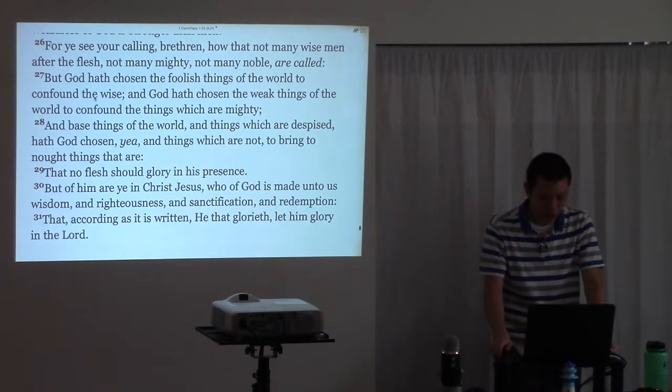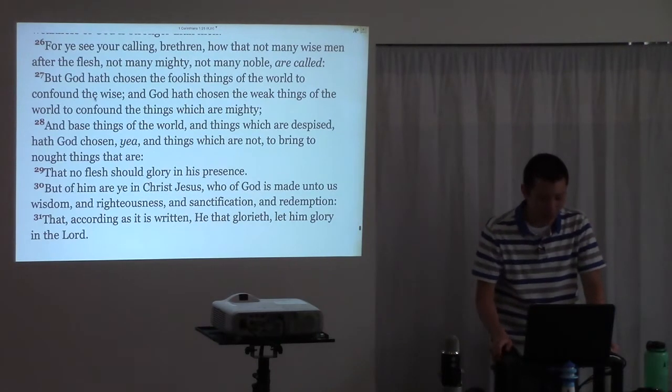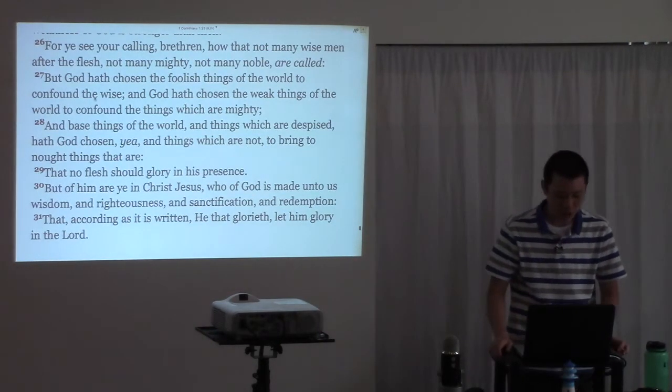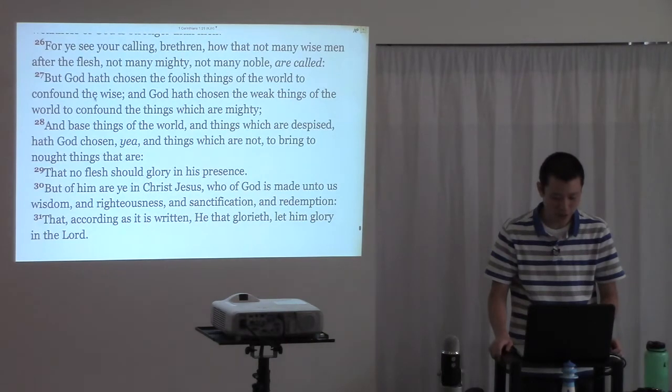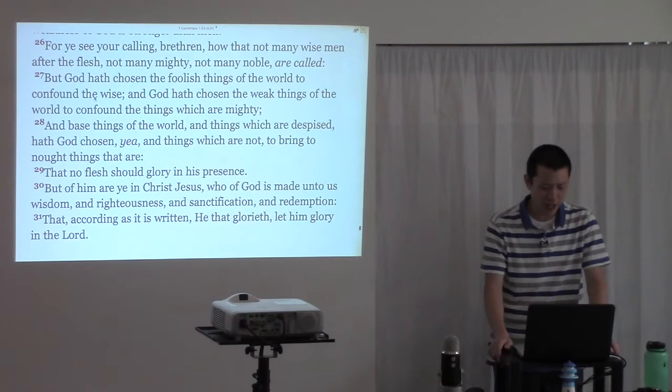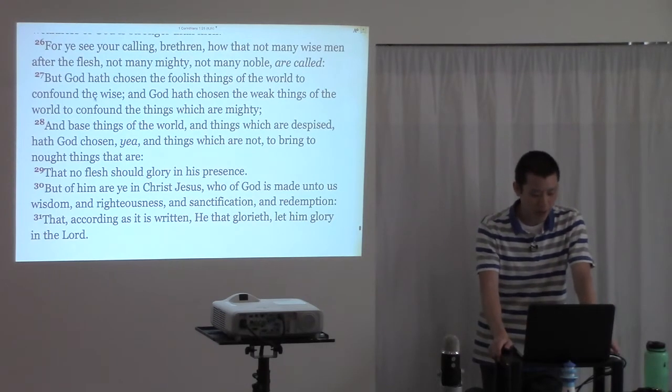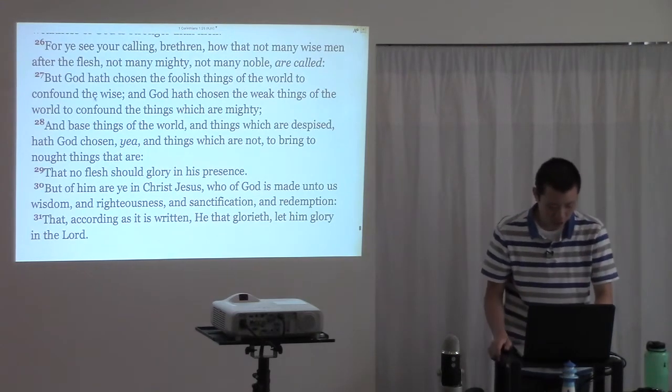It says, for ye see your calling, brethren, how that not many wise men after the flesh, not many mighty, not many noble are called. But God hath chosen the foolish things of the world to confound the wise, and God hath chosen the weak things of the world to confound the things which are mighty. And base things of the world and things which are despised hath God chosen, yea, and things which are not, to bring to naught things that are, that no flesh should glory in his presence. But of him are ye in Christ Jesus, who of God is made unto us wisdom and righteousness and sanctification and redemption, that according as it is written, he that glorieth, let him glory in the Lord.